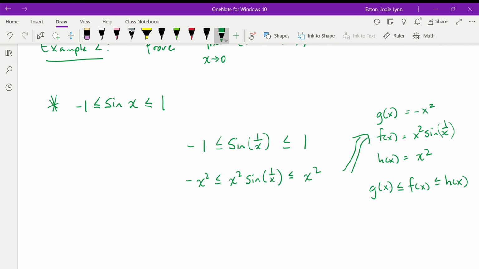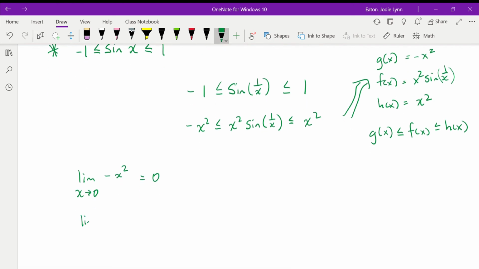The next piece we need in order to use the squeezing theorem is to show that the limits as x approaches 0 are the same. So let's go and show that now. We know the limit as x approaches 0 of -x squared is 0. The limit as x approaches 0 of +x squared equals 0. Okay, so this is part 1, and this is part 2 of just showing that we have the conditions to use the squeezing theorem.